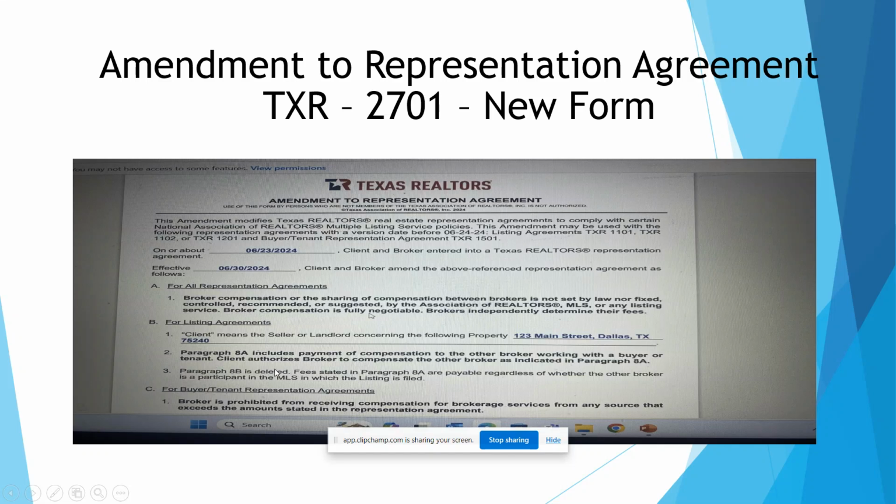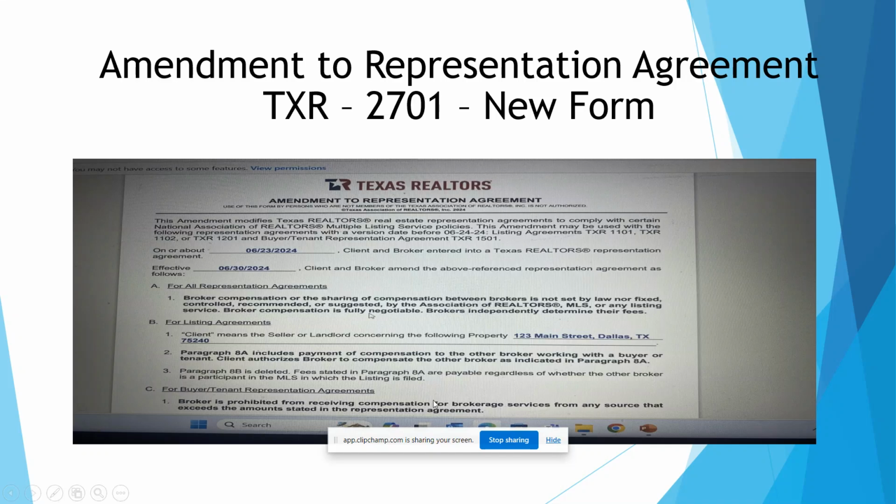Paragraph 8B is deleted. Include totally. Fees stated in paragraph 8A are payable regardless of whether the other broker is a participant in the MLS in which the listing is filed. What that means is we may have a buyer's agent from Austin or San Antonio or Houston that comes up to Dallas and buys a home. Well, you're still going to pay him. All right. And then the buyer's tenant rep agreement.